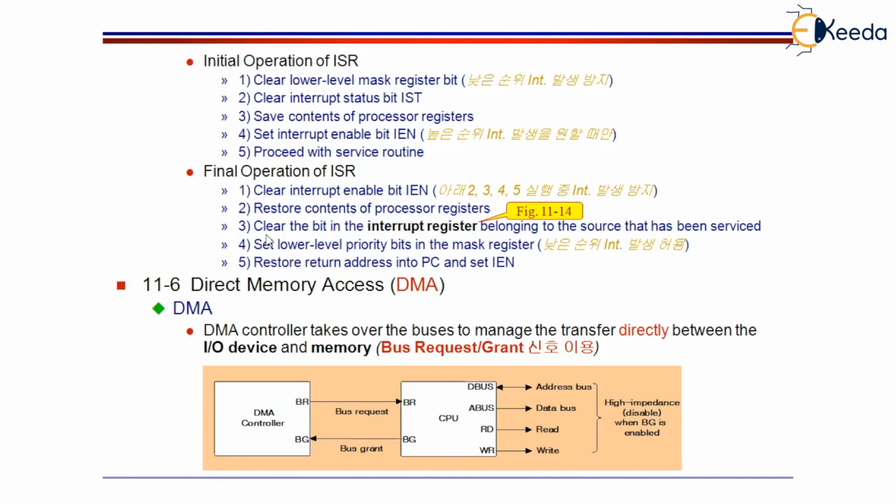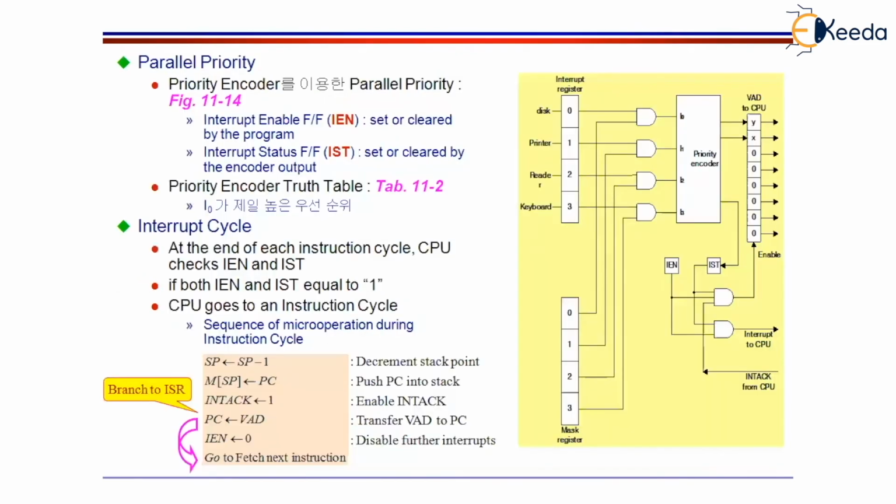After which, clear the bit of the interrupt register belonging to the source that has been serviced. In the interrupt register, this is the interrupt register. Let us say the disk has been serviced. When the disk has been serviced, the CPU is going to clear the bit of the disk because the disk is already serviced. So the disk bit will be equal to 0.